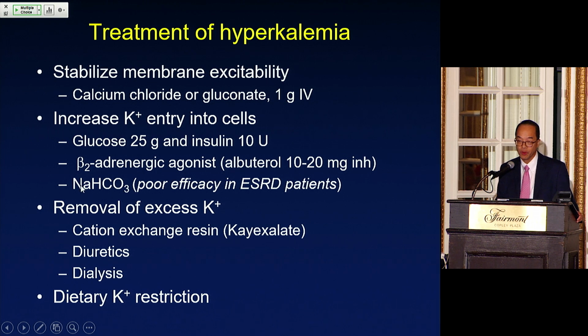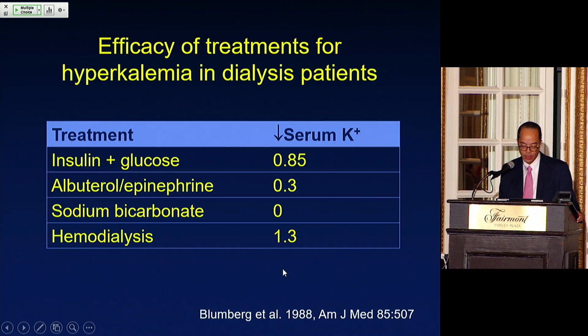If it works at all, it works only in patients who are quite acidotic, and particularly in end-stage renal disease patients, it has very poor efficacy. So we almost never use it. And here's one of the well-cited studies from Blumberg showing the amount to which the serum potassium was lowered in a large series of patients given either insulin and glucose, albuterol, epinephrine, bicarb, or treated with hemodialysis. As you can see, the patients given bicarb had really no lowering of potassium.